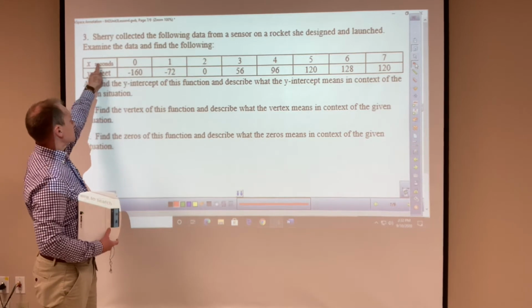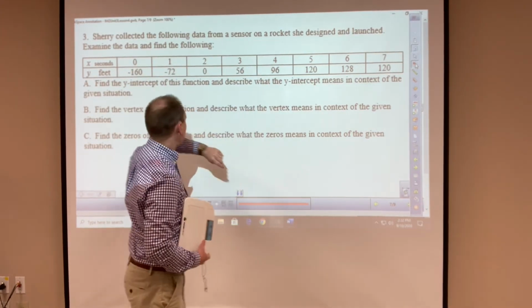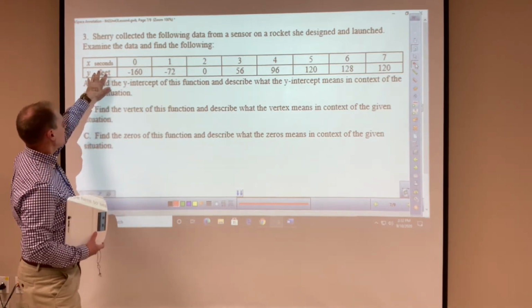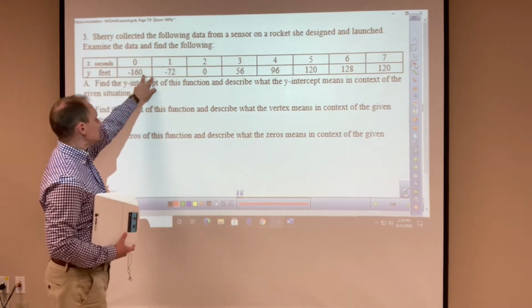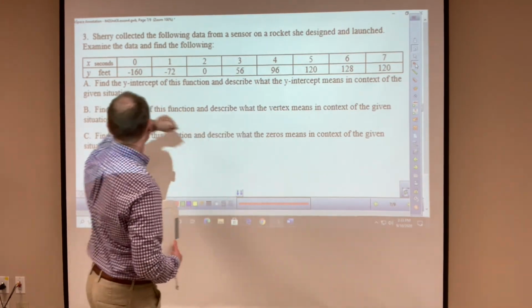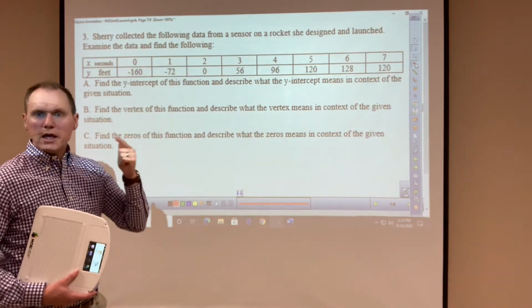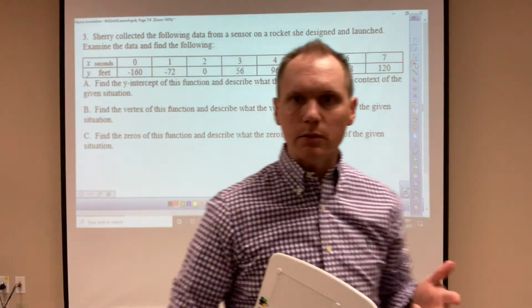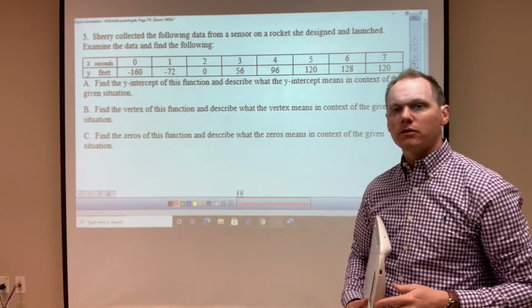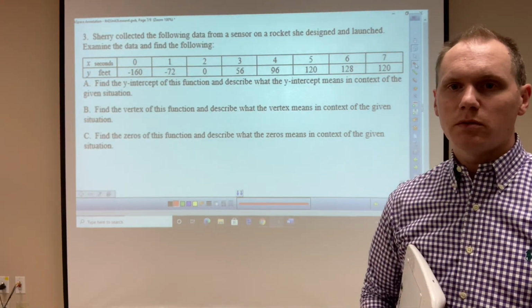X is in seconds across the top, so 0 seconds, 1, 2, 3, 4, all the way to 7. And then Y is in feet here, and it starts at negative 160 and goes up from there and then down there at the end. So again, we're looking for the y-intercept, vertex, and the zeros or x-intercepts of this rocket launch. So take some time and see if you can figure out those three and what they mean in the context.